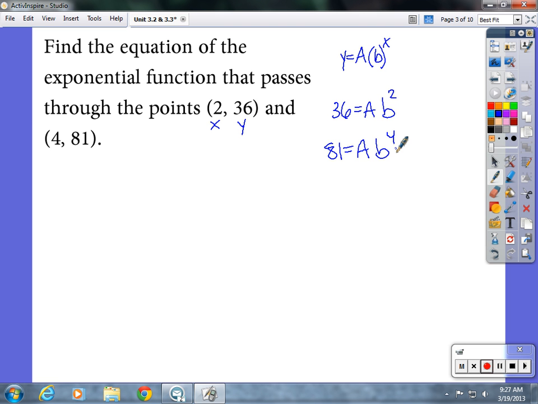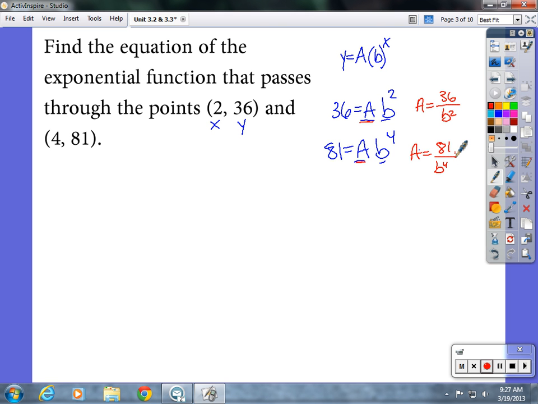Okay, so we have two equations, and we have two unknown variables, a and b. We have a few ways to solve that. I'm going to demonstrate the equal values method. So I'm going to get one of these variables by itself, and the variable that I'm choosing is the a because it does not have an exponent. Here I would divide by b squared, so a equals 36 over b squared. And here a would equal 81 over b to the fourth.